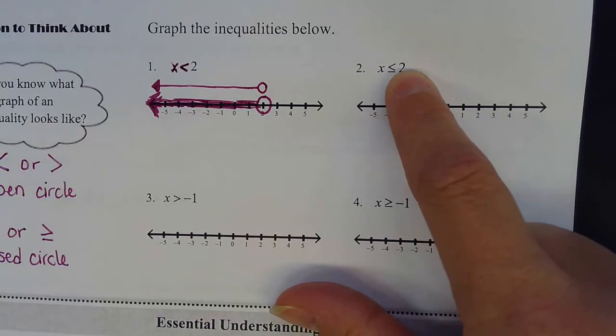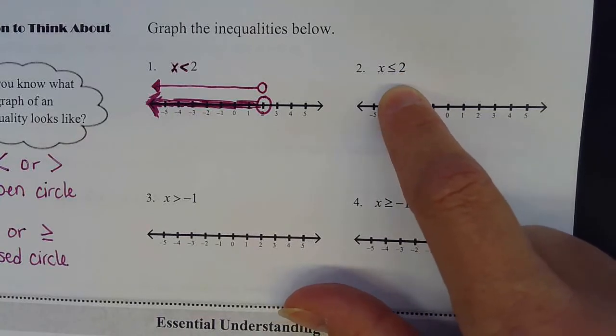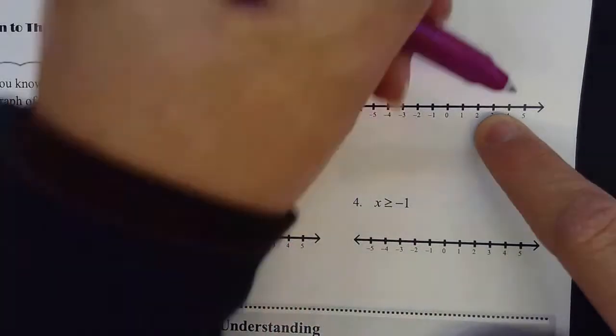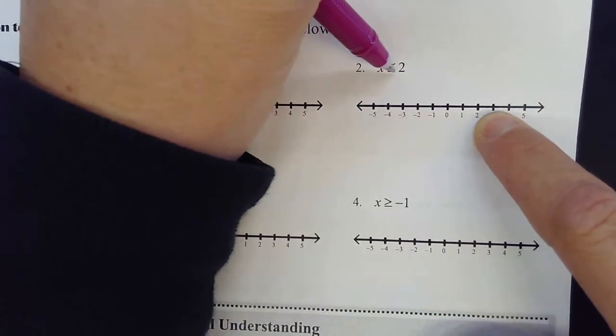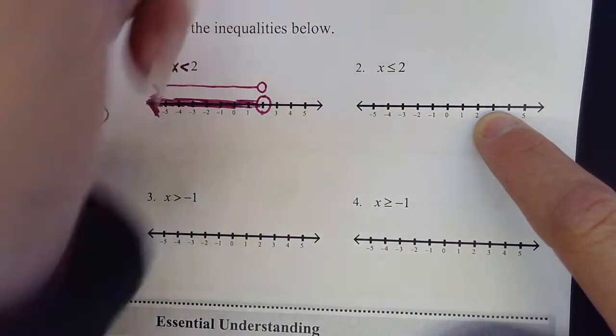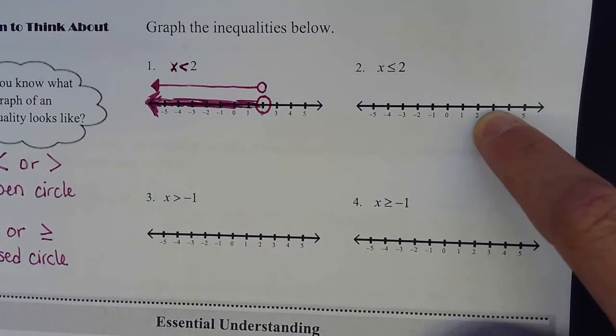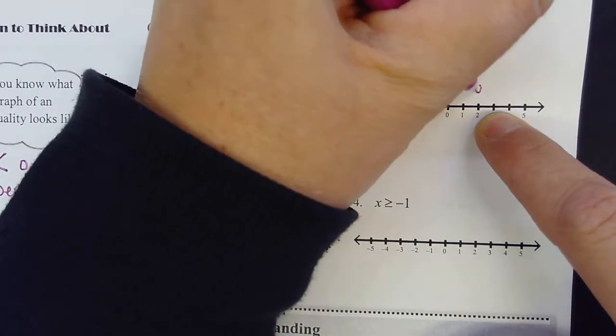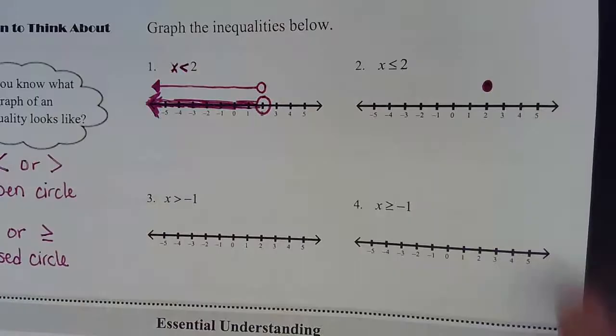Number 2, it says x is less than or equal to 2. So I go to 2. And now this time I have an equal to. So that means open or closed circle? Closed. So that means I draw a dot and I actually fill it in. This one I'm only going to do above the line because on the line, my type A personality can't handle it. It just looks so gross and dirty.